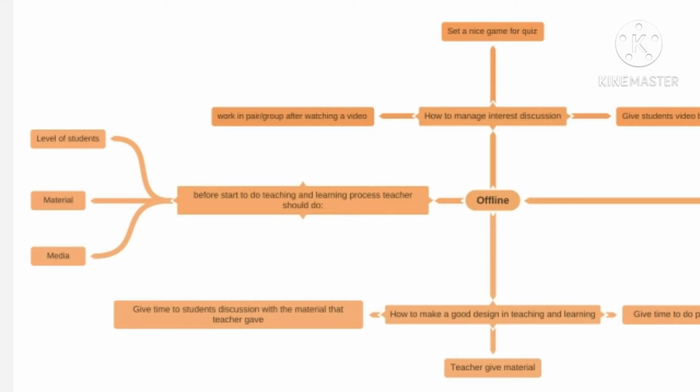Before starting the teaching and learning process, the teacher should divide the level of students and then give material and prepare the media. So we can divide the active students from the passive students and then prepare the material for them and choose the best media for the offline learning process.